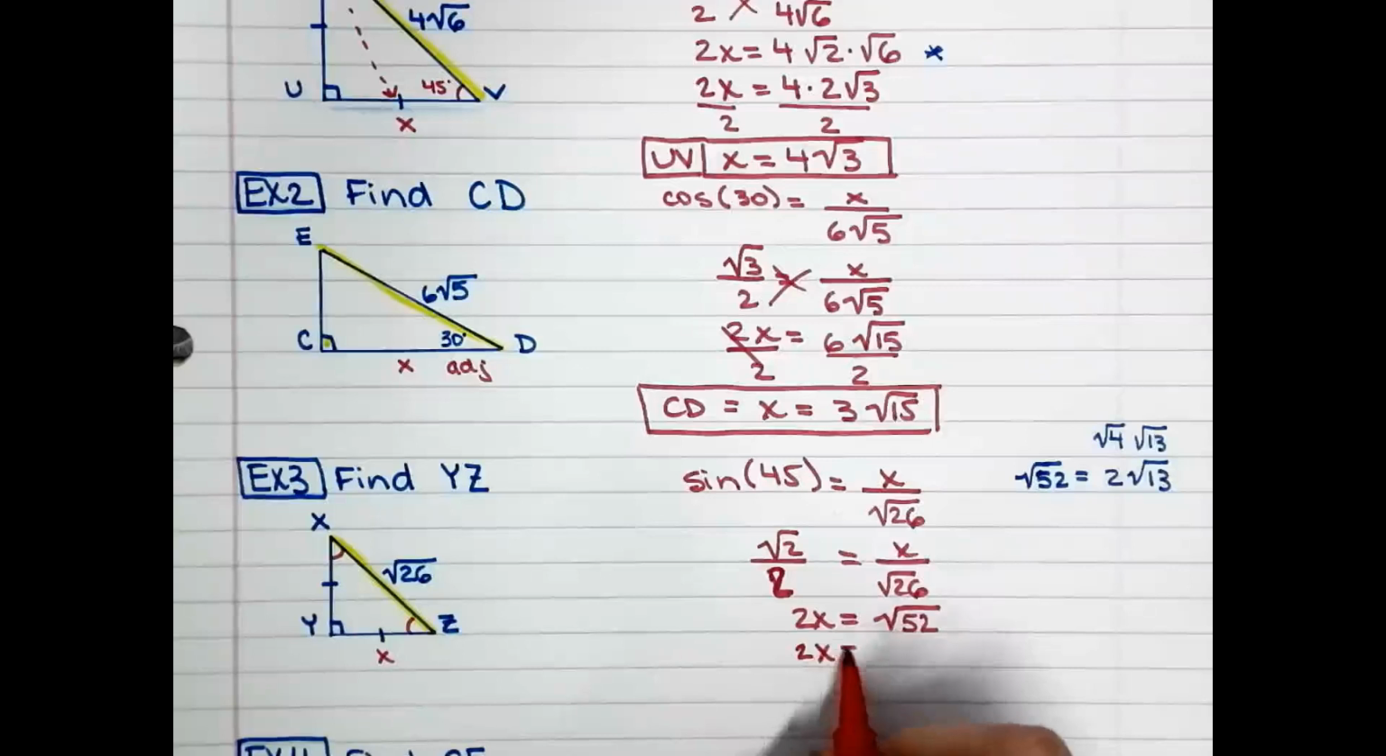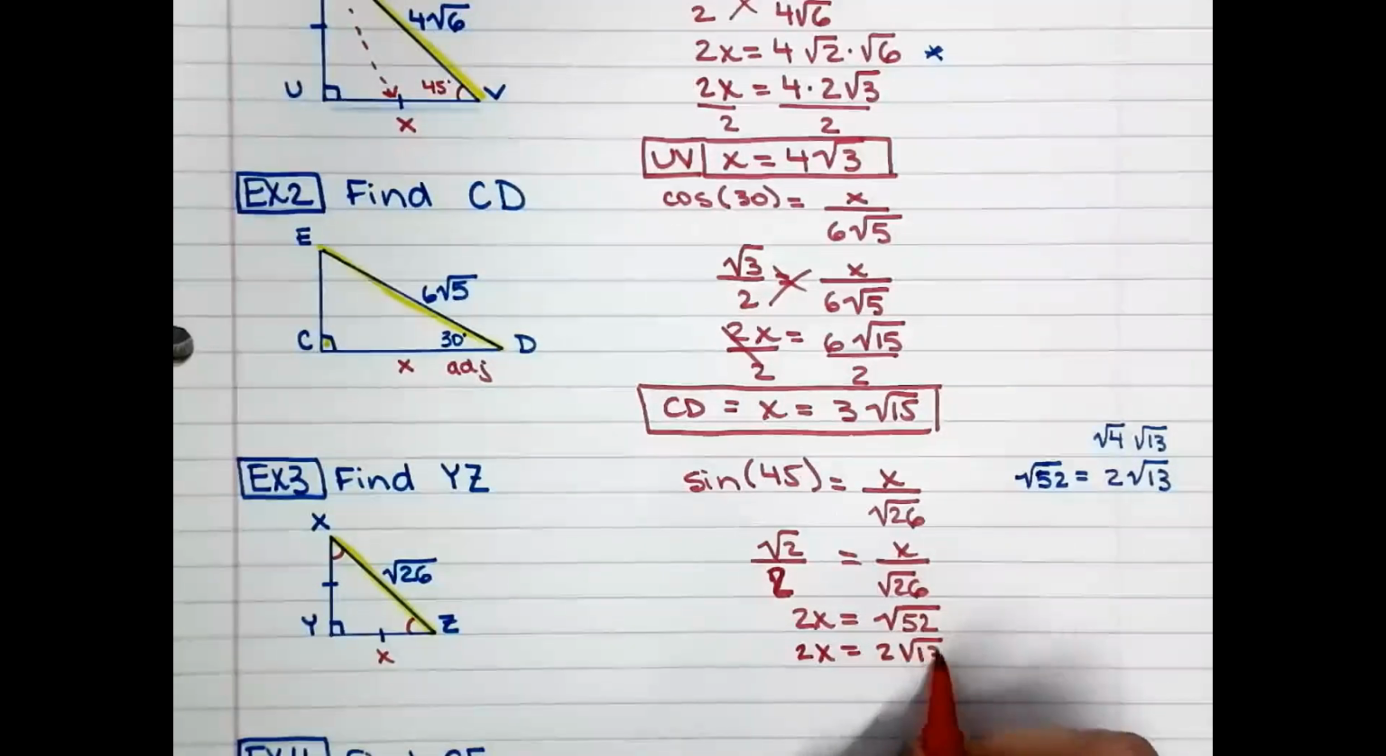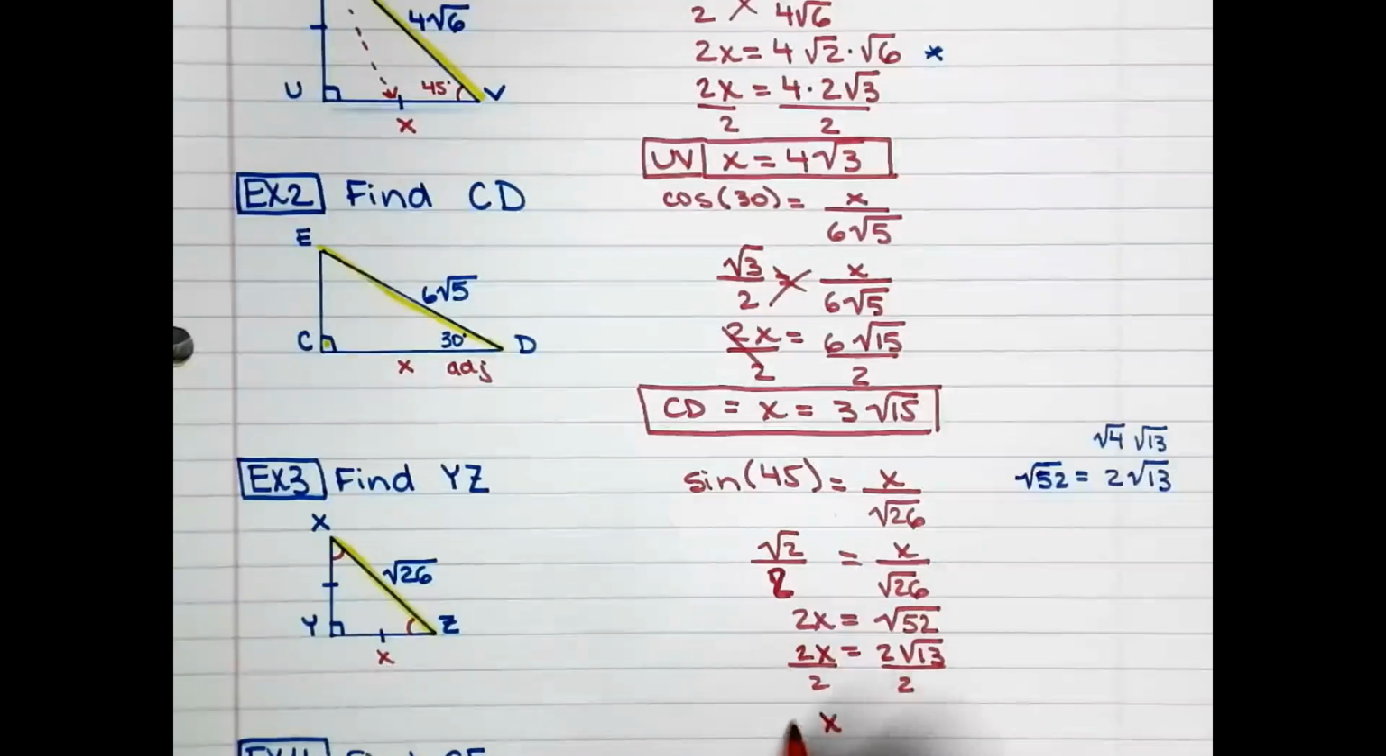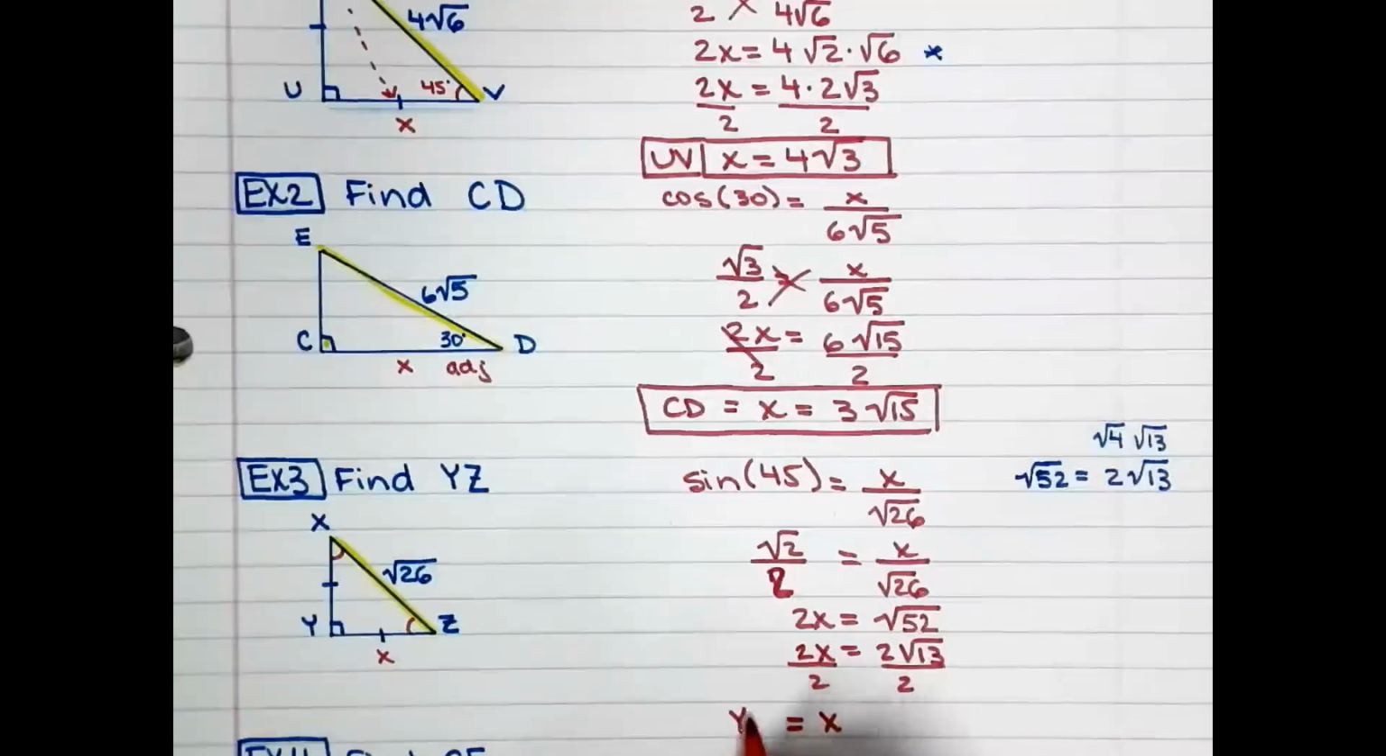Okay, here we go. So 2x equals 2 square root of 13. Divide both sides by 2. You have the x, or side YZ, equals square root of 13.